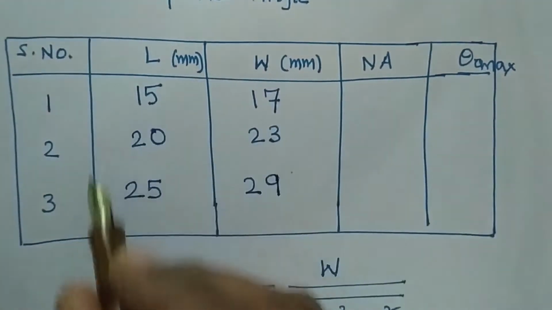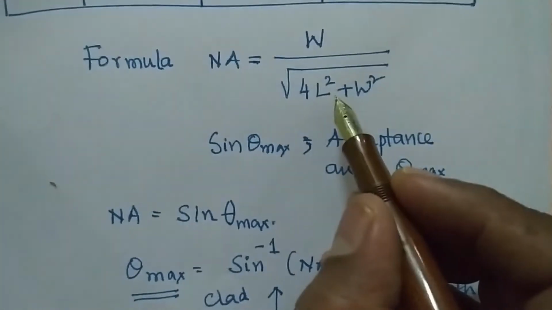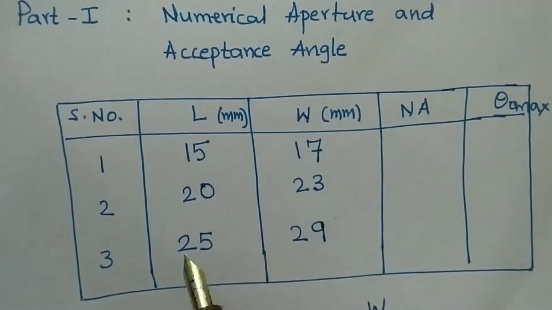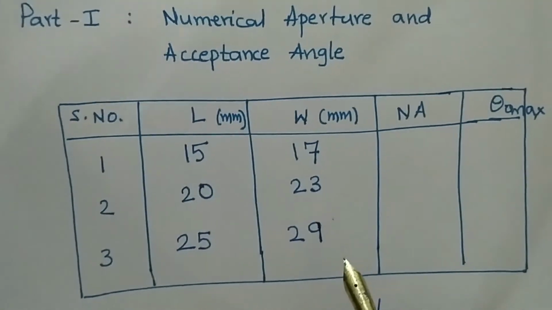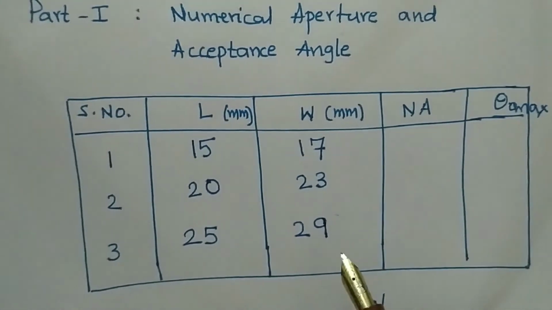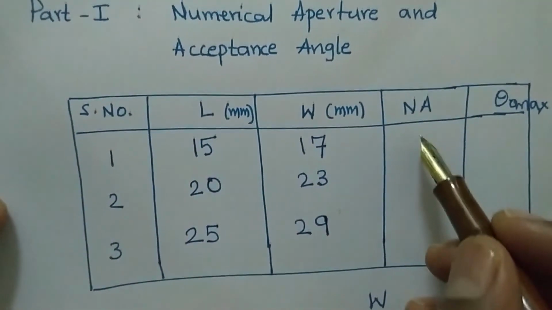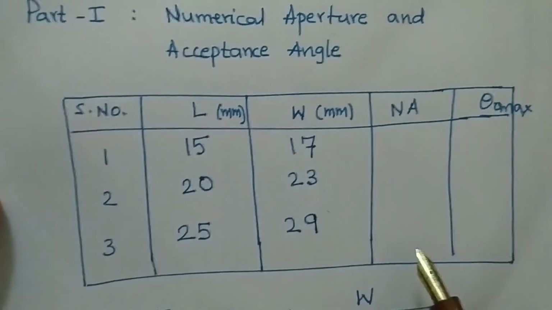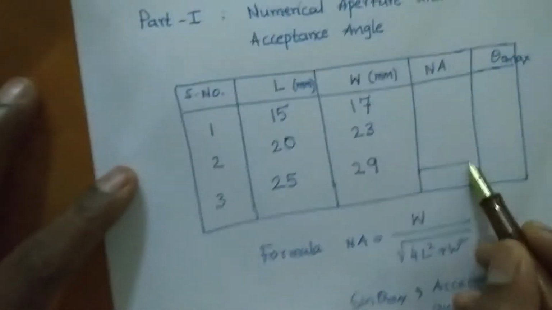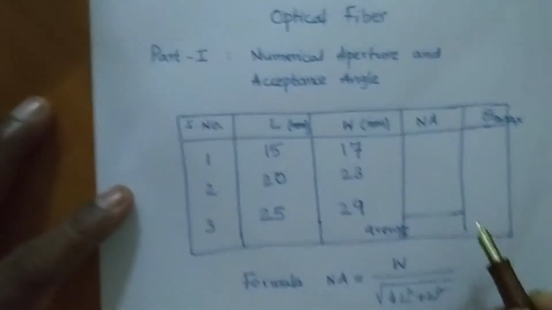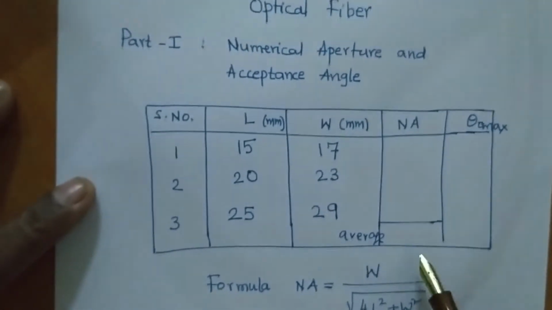Once you note down these values, use this formula to calculate the numerical aperture for each and every reading. We are calculating the numerical aperture for a given optical fiber. As the optical fiber is fixed, the numerical aperture is also constant. So you should get almost the same values for these three readings. Then you take the average value. That average will be the numerical aperture of the optical fiber.